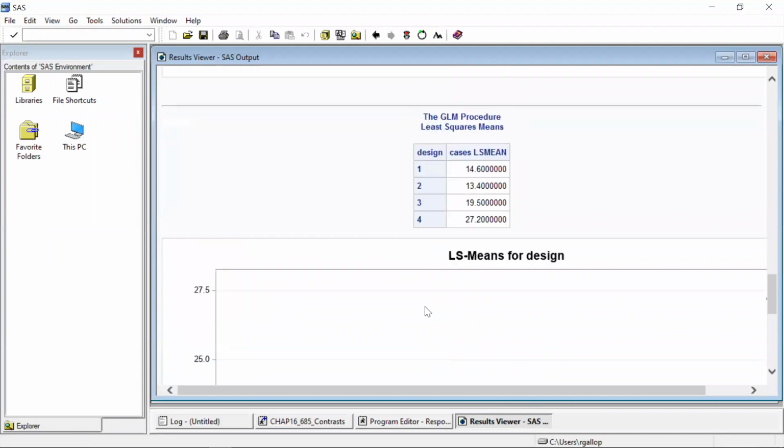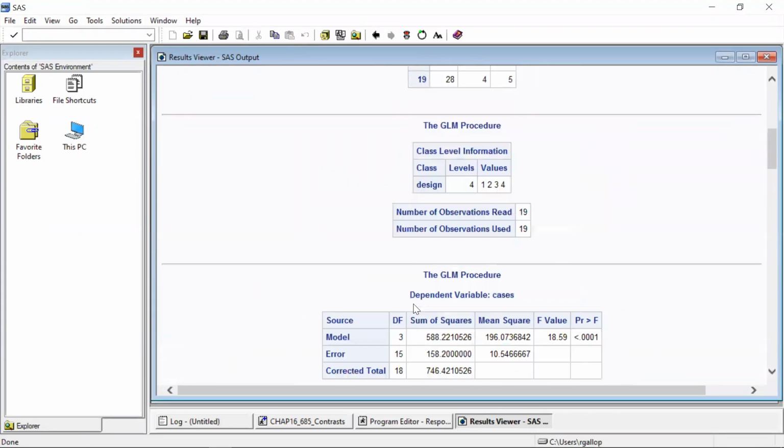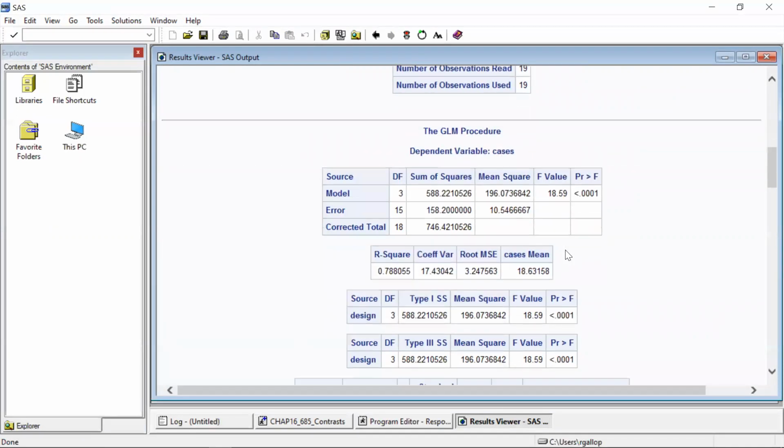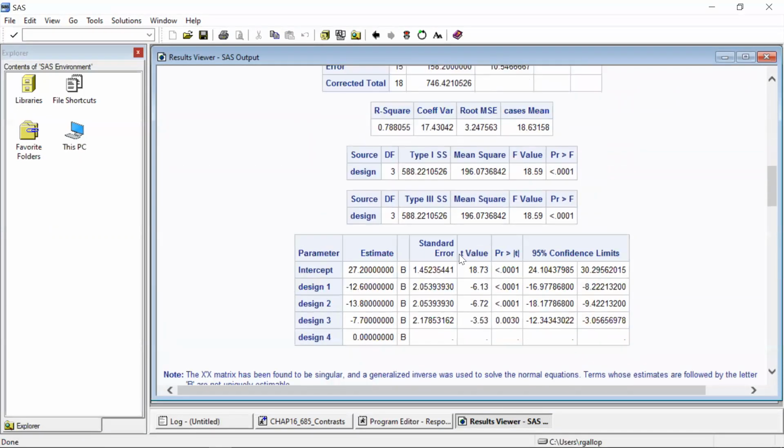So with our ANOVA, we saw, wow, the variance between the cell means is 18 times bigger than the average variance within the cells, indicating that on average the cell means are significantly separating. We had this layout, which gave us the parameterization of the model in SAS, with 27.2 being the on average mean for the reference group, which is design 4, and then the respective deviations from the reference group.